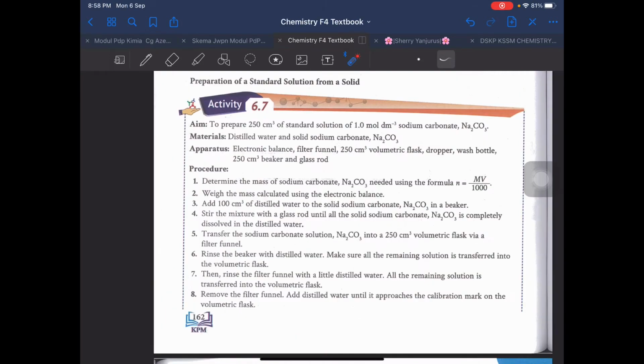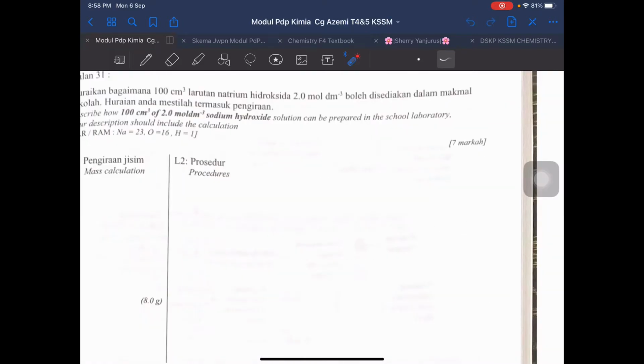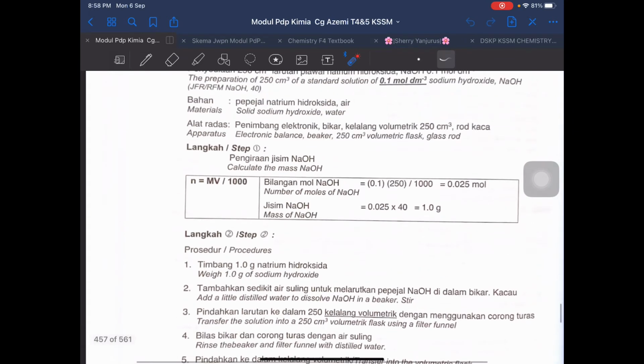The thing that I'm going to explain to you right now, all of these consist of 7 marks. Jadi, berbahagialah kepada sesiapa yang boleh memahami langkah kerja ini. Okay. First, determine the mass of sodium carbonate needed using the formula n equal to MV over 1000. This one you understand already. Let me show you in Cikgu Azmi's book.